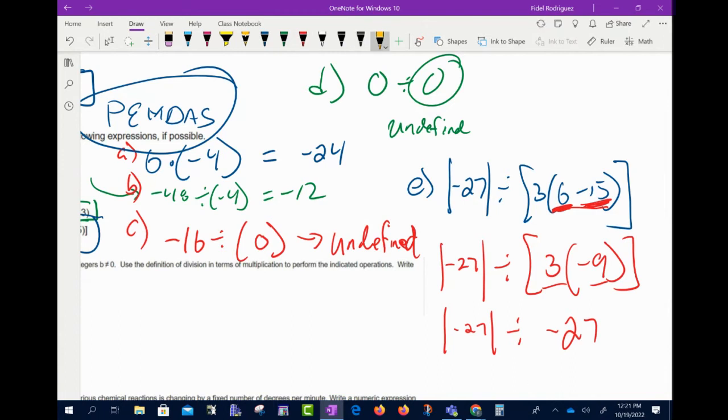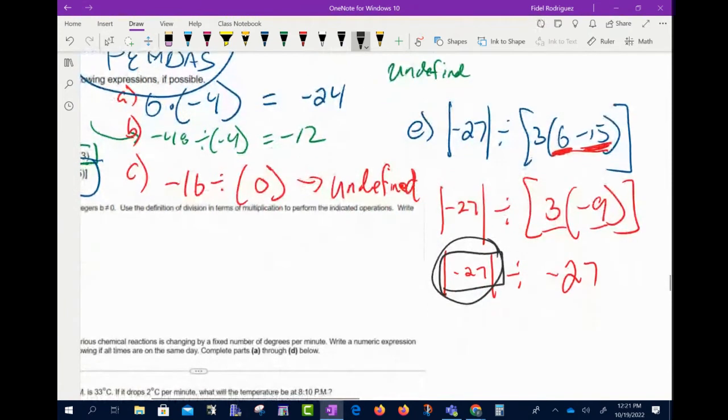Now, what we're going to do is we're going to fix this absolute value part. Now, remember, a negative number is how much money I owe, and a positive number is how much money I have. But the absolute value just says how much do you either have or owe. So I know that this means I owe $27. But the absolute value says, don't worry about the sign. How much do you owe? You owe 27. And 27 divided by another negative 27 would just give me a negative 1. Okay.